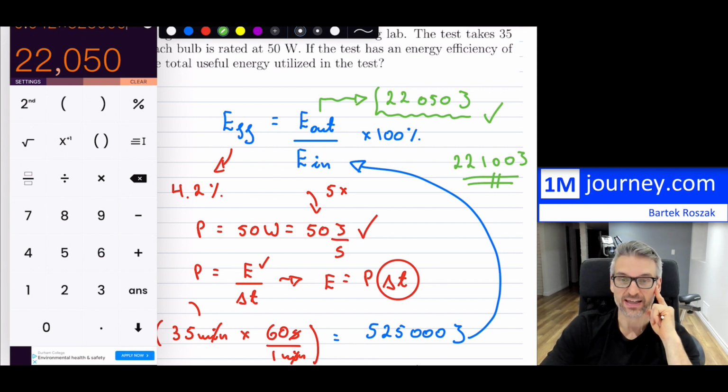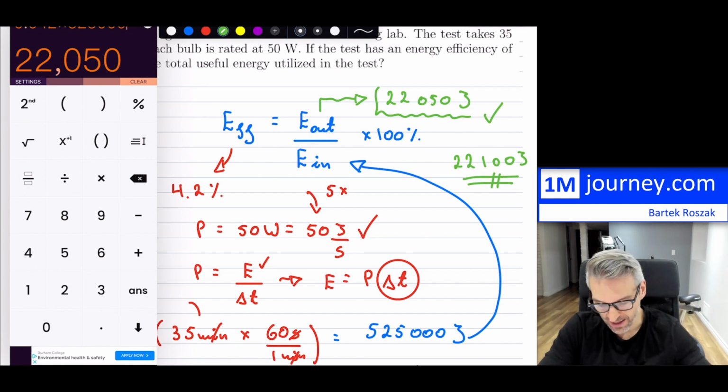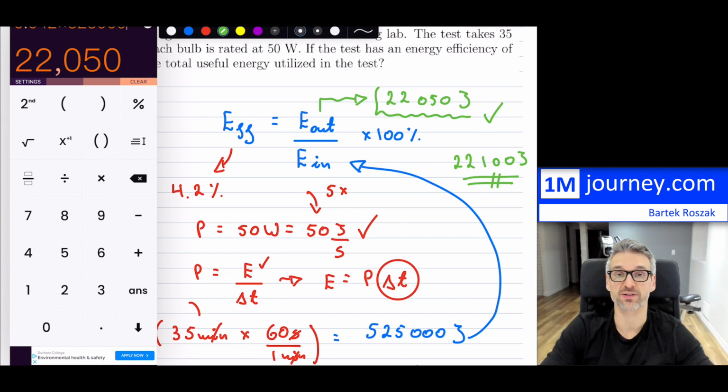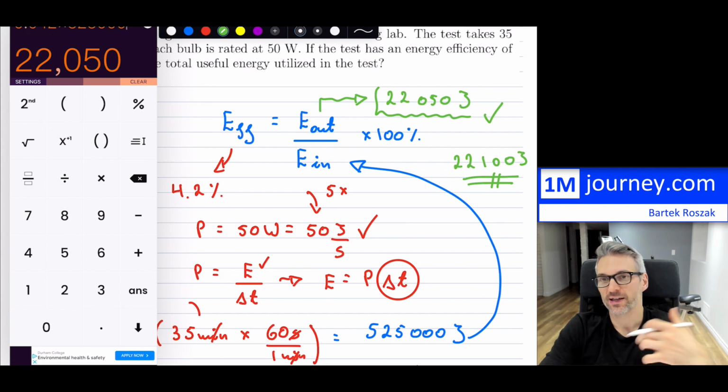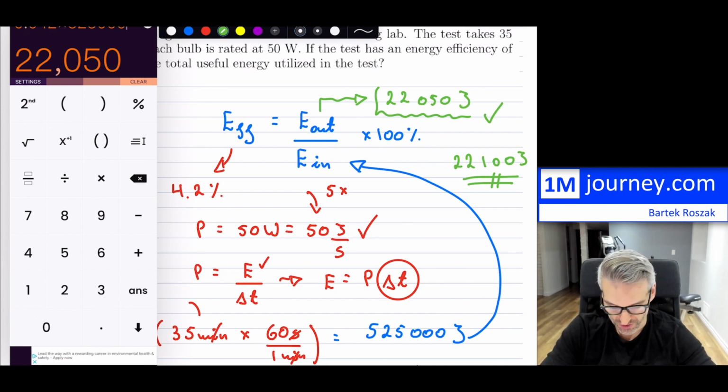So that is the example. It's a good one because it introduces you to efficiency and understanding that unfortunately we're not very efficient in most of the things that we utilize energy for, even for our own system. Much of the energy goes into not necessarily waste, but it just gets converted and transferred to something different. All right, so that is it for this example.